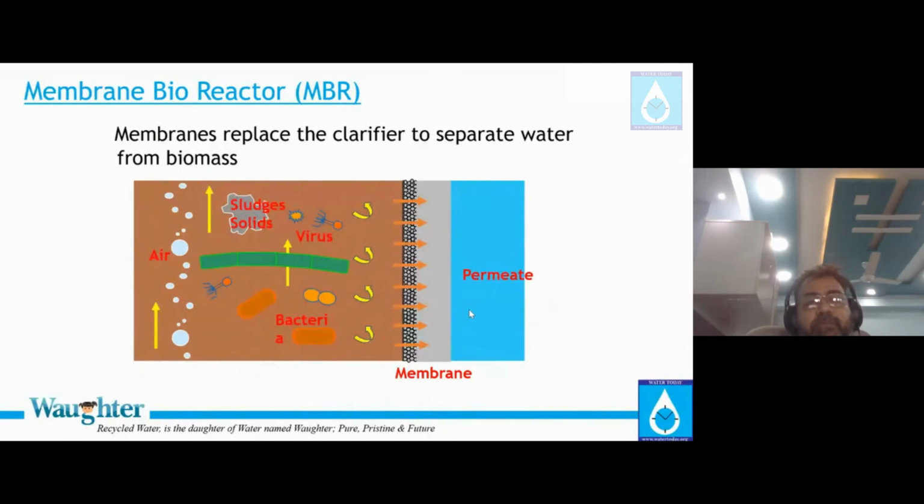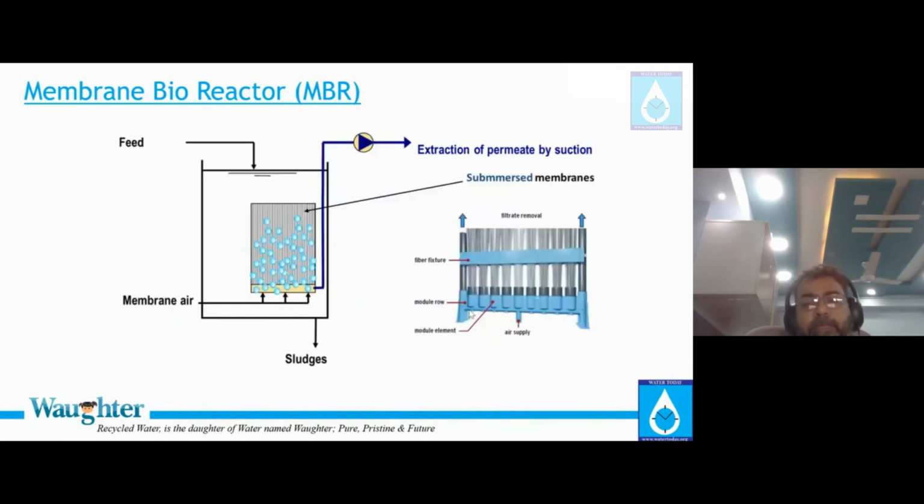Let's move further. Membrane replaces the clarifier. Useful technology. The biomass is separated by a very tiny hole, sometimes in the range of 0.1 micrometer to 0.4 micrometer. How do we do that? So now let's look at this particular diagram. I would explain this one in slightly more detail.